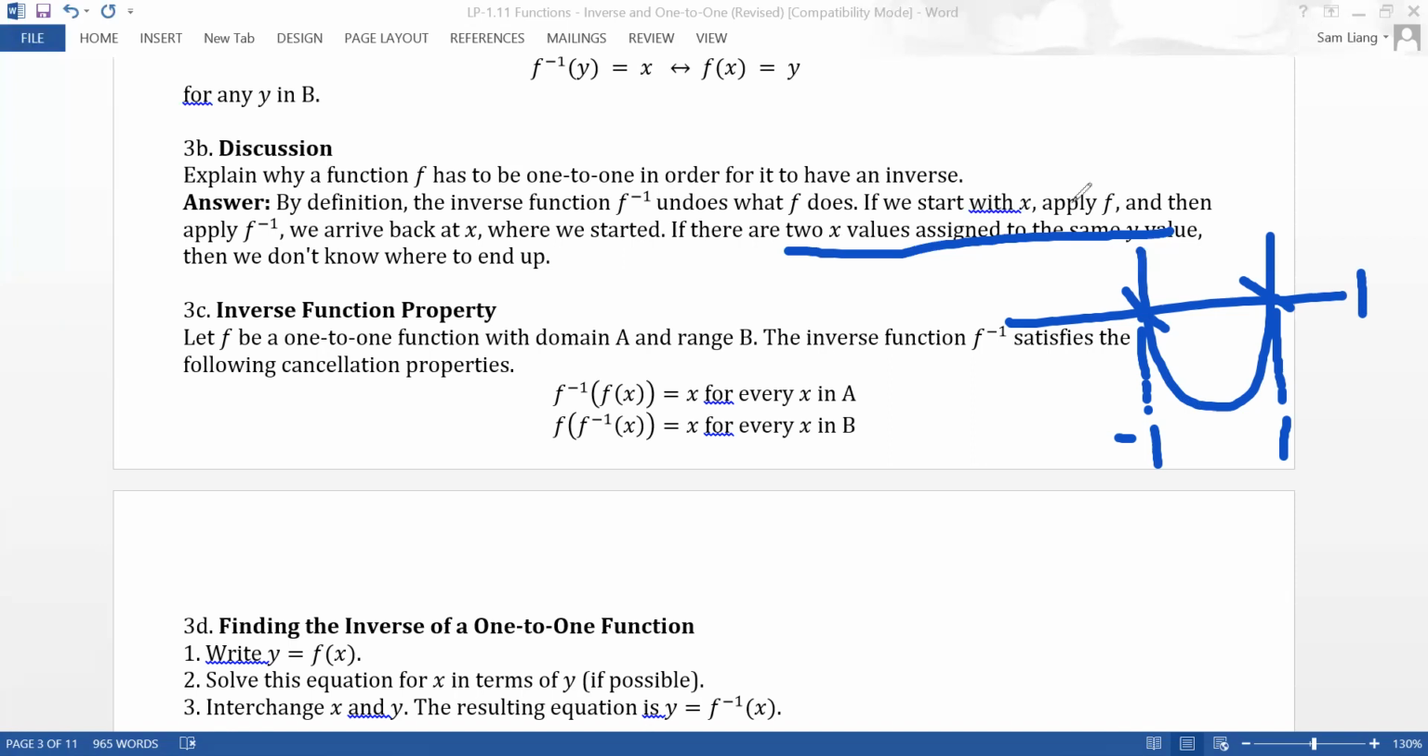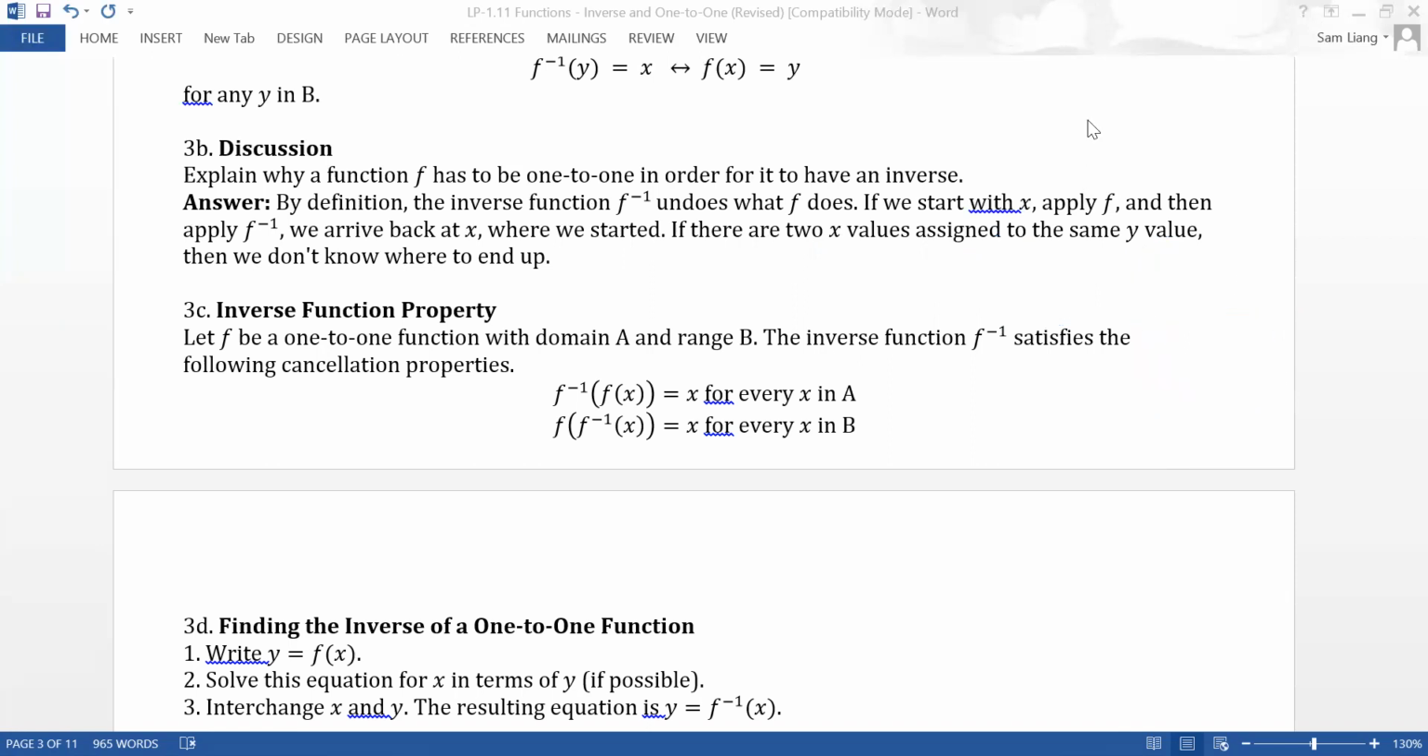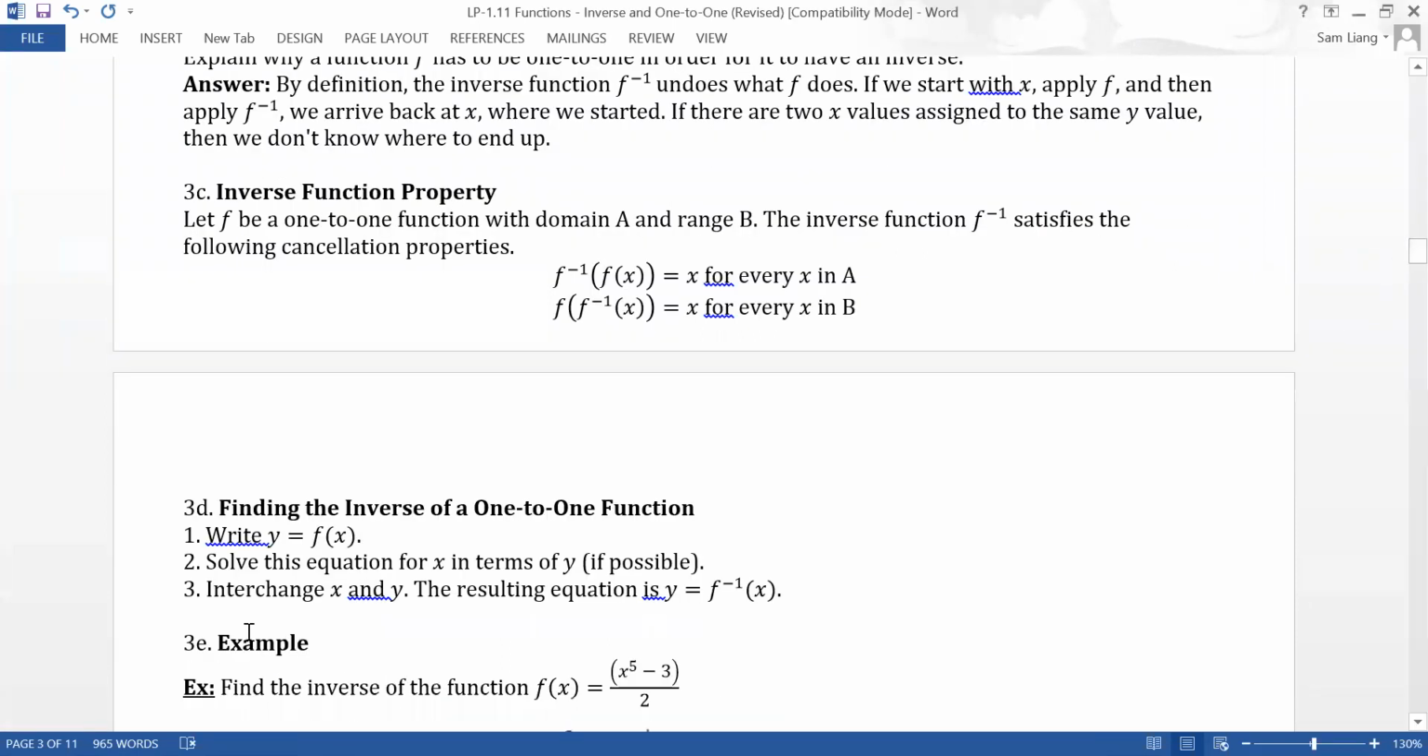All right. For the rest of the lesson, it's just going to be some notes, and then we'll get into the classwork. All right, so I'm going to show you the inverse function property, and then finding the inverse of a one-to-one function, and then the classwork.